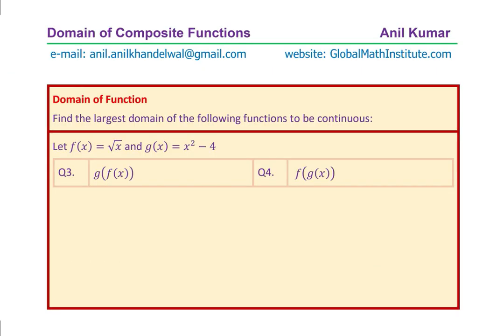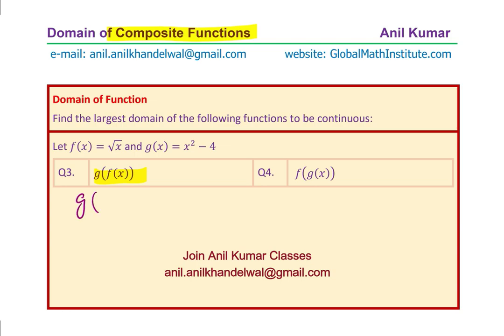Now let's look into the composite function, right? The main idea is to understand how we figure out the domain of the composite function. So let me first discuss g of f of x. G of f of x means g of the function f of x, which is square root x. You get the idea. So clearly, our domain is restricted by square root x, right? As far as square root x is concerned, it is always non-negative.